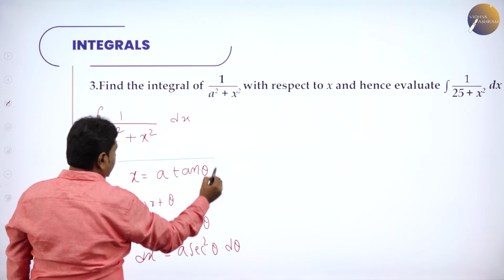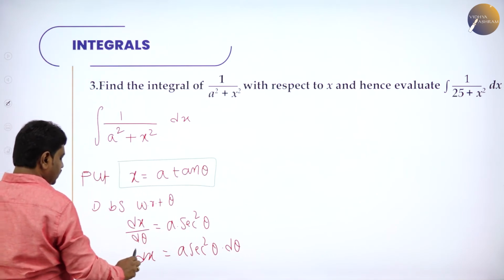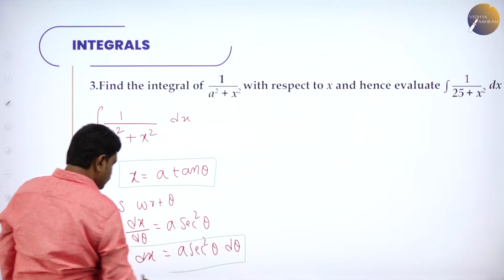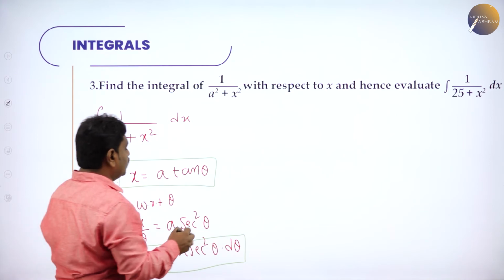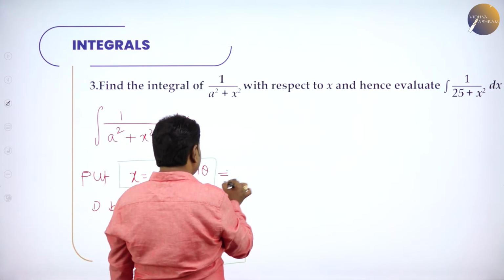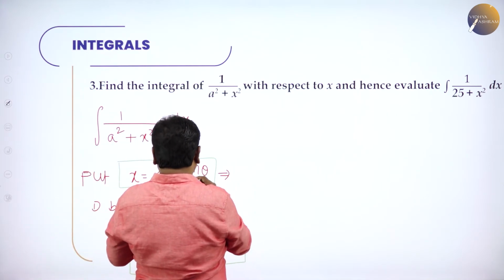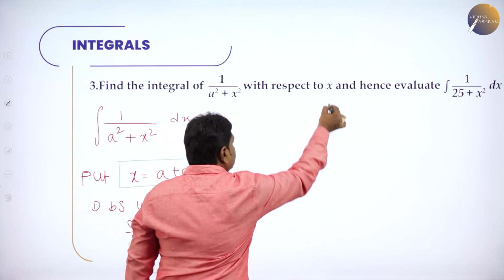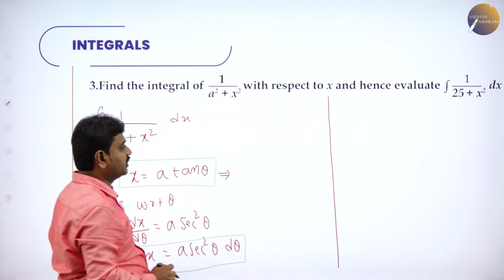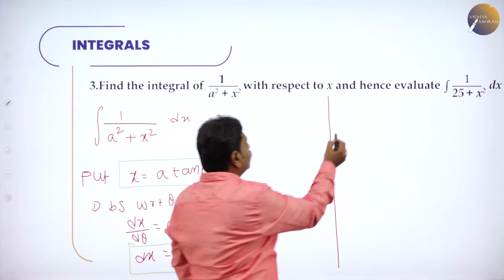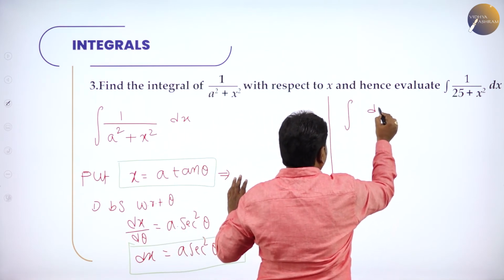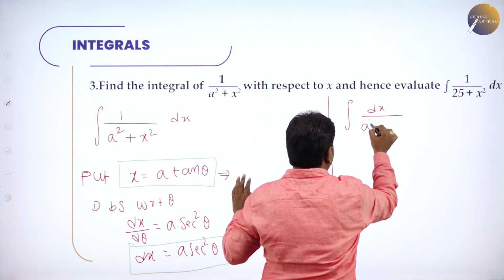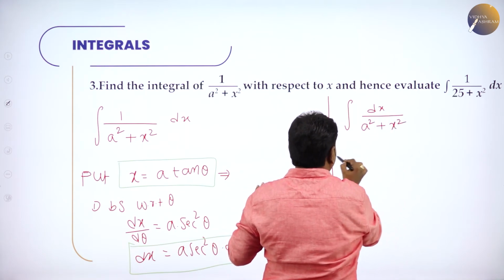So these are the assumptions. First put x as what? A tan theta. Second take dx. Dx is what? A secant square theta d theta. Now do these substitutions. From this you can also get theta, so I'll leave some space so that we'll get theta later. Now I'll go back to the given question. What is the given question? Integration of 1 into dx, that is dx divided by a square plus x square.